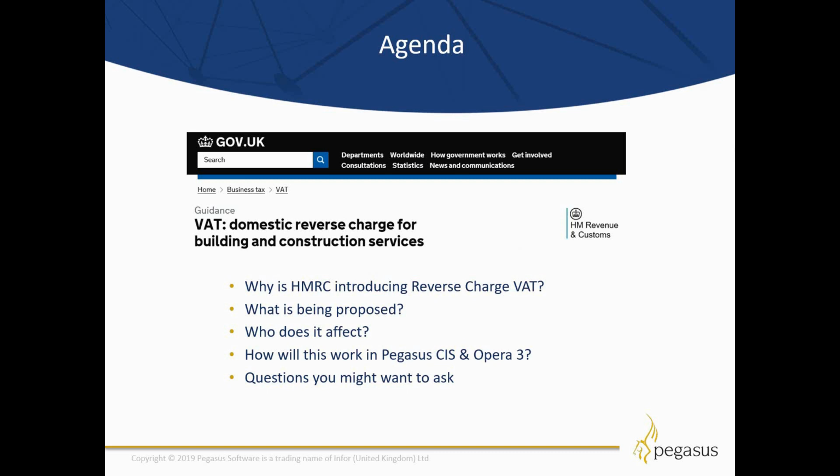But let us explore this in more detail so that you get a detailed understanding of these new proposals, so that you know what this will mean to your business in terms of what you have to do to adhere to these new rules, because it will change the way in which you invoice your customers and how you will pay your subcontractors. Then we'll look at both Pegasus CIS and Opera 3 to see what has changed so that these products can operate within this new VAT regime.